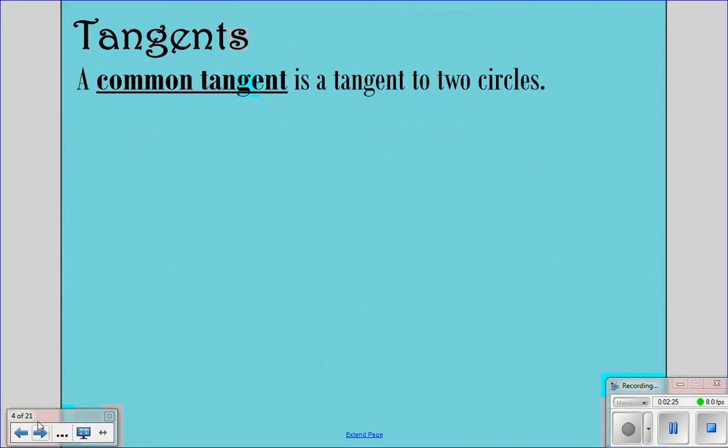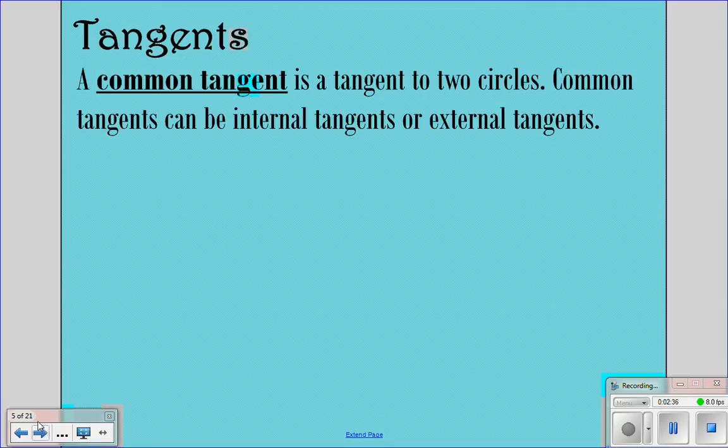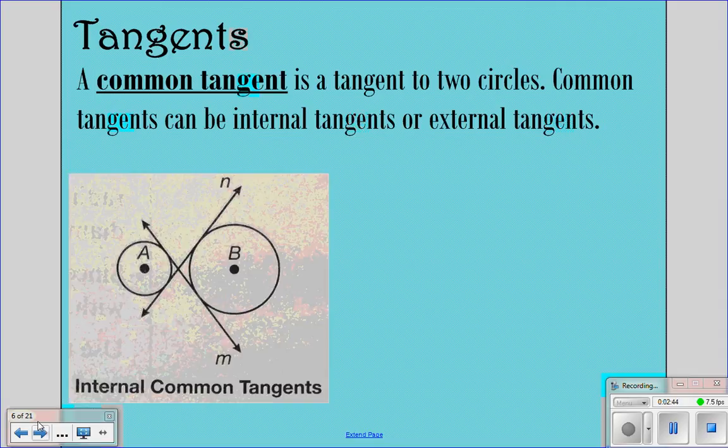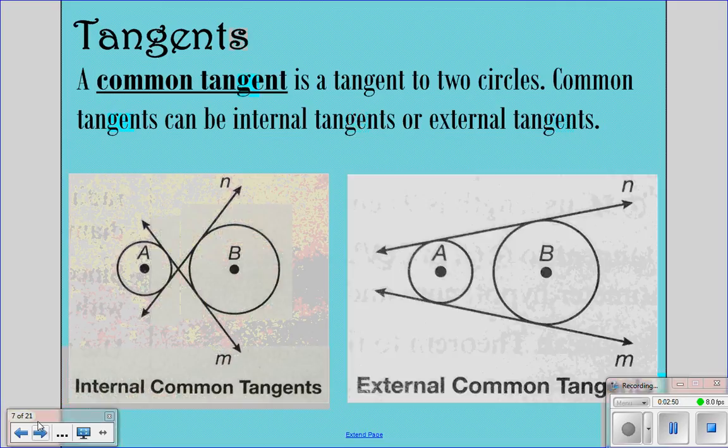So a common tangent is a tangent that is tangent to 2 circles. So a common tangent is actually going to be a tangent line that is tangent for 2 circles. Common tangents can be internal tangents or external tangents. So it can be internal or external. This is an example of internal common tangents. And then this other picture is an example of external common tangents.